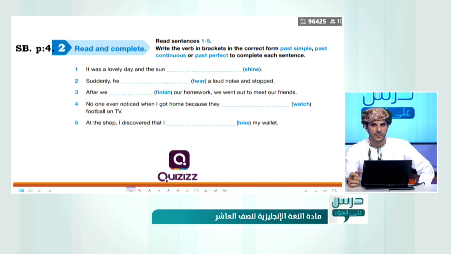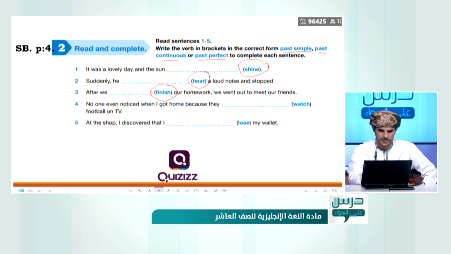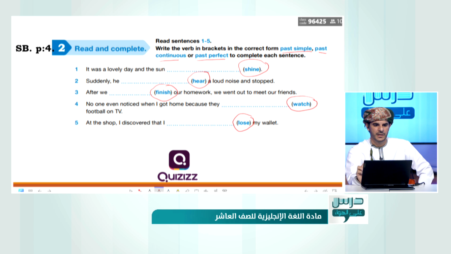Activity skills book page 4, activity number 2, read and complete. Now, read the sentences 1 to 5. Write the verb in brackets in the correct form of past simple or past continuous or past perfect. So you have a verb here. In each sentence you have a verb. Use this verb to complete the sentence. It was a lovely day and the sun, it was. The past symbol.